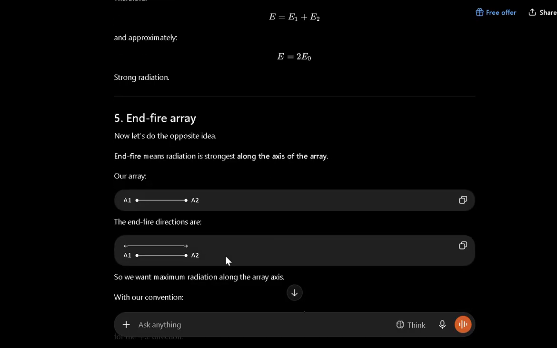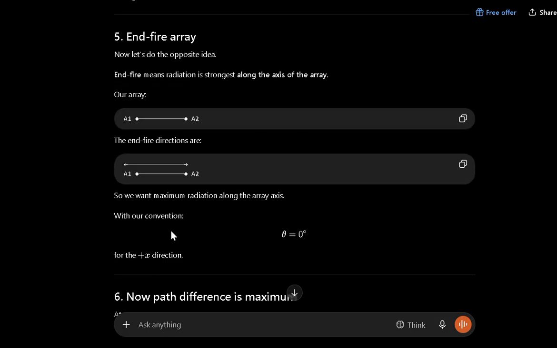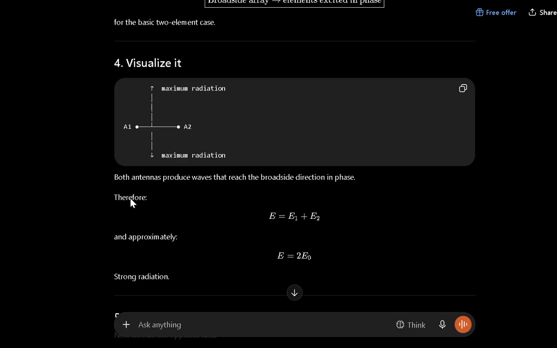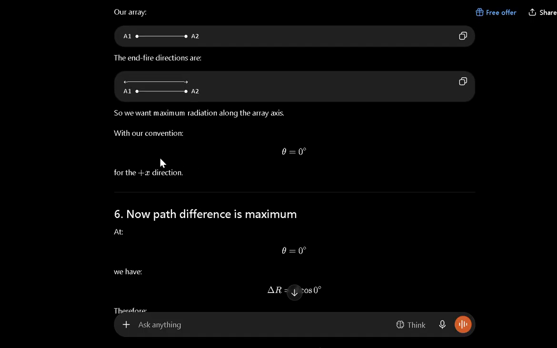Now the end fire array. End fire means radiation is strongest along the axis of the array. The end fire directions are along the axis. This is perpendicular to the axis, and this is along the axis. That's why it's called end fire array. That's broadside array. For this end fire array, we want maximum radiation along the array axis, with our convention theta equals 0.